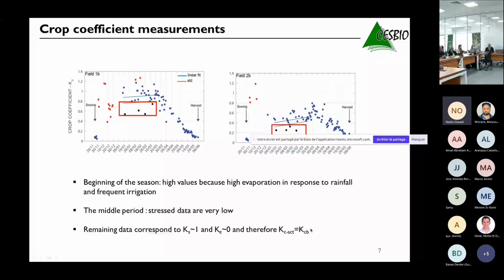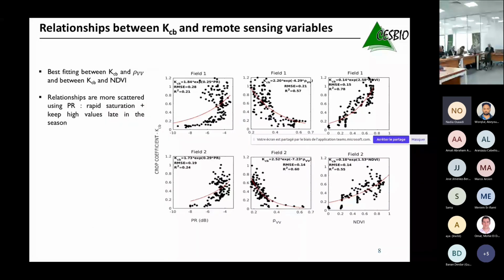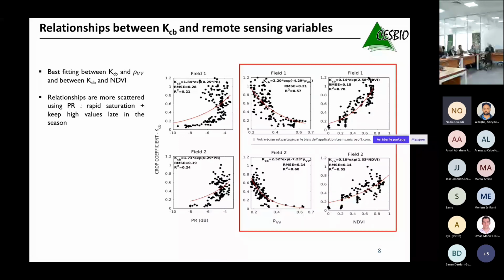What we did next is fit this filtered data to the polarization ratio, to the interferometric coherence, and to the historically used NDVI. The results are represented here for field 1 in the first row and field 2 in the second row. Taking into consideration the results from both fields, we can see that the best fits are obtained using the NDVI and the interferometric coherence.